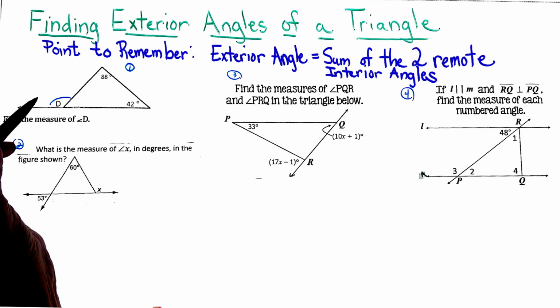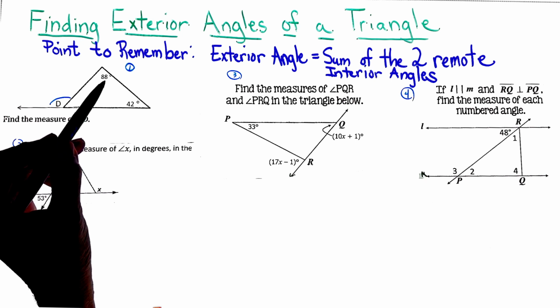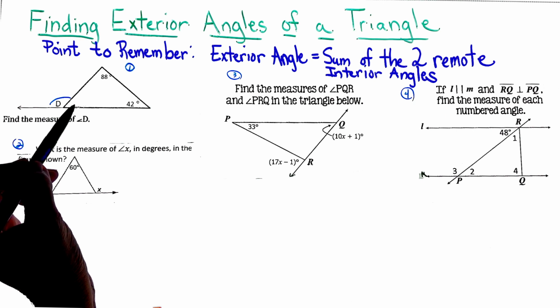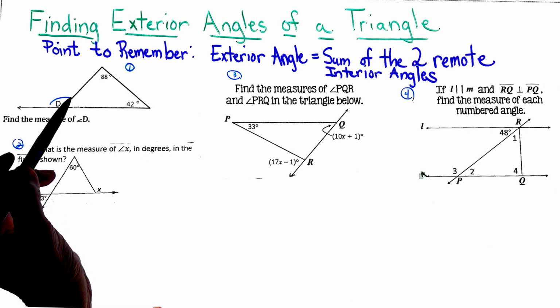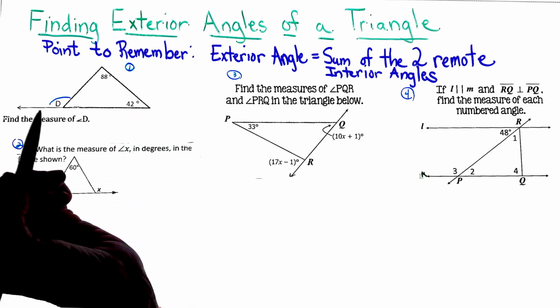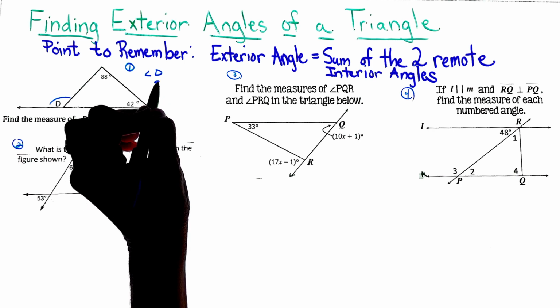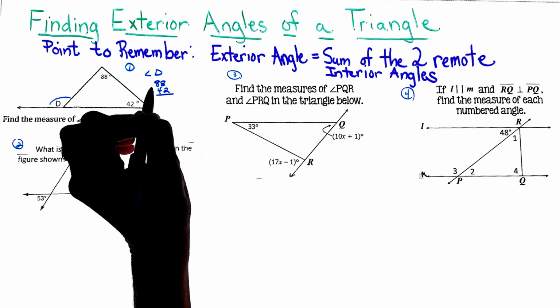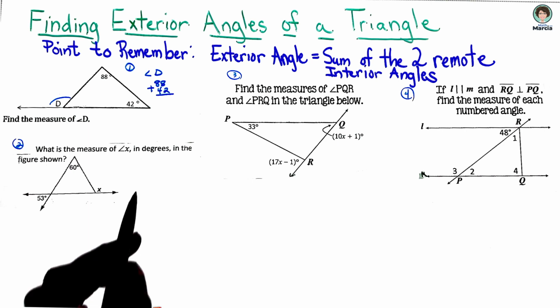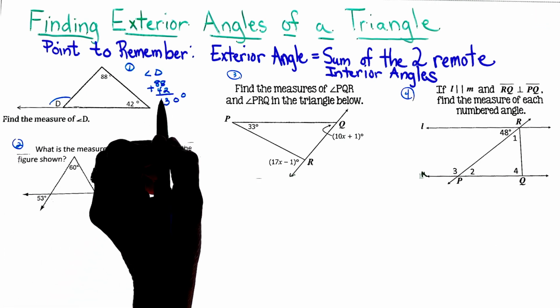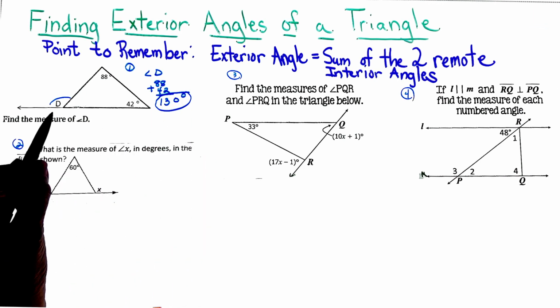It's actually made right here by your line, and it's outside of your triangle. So the easy way to remember is exterior means you're outside, and the remote interior just means that it's far away from that angle. You do not want to use the angle that is right adjacent to it. So as we're working the first problem, it's very easy. For angle D, we are going to add 88 plus our 42, the two remote interior angles. And when we do that, we get 130 degrees. So our measurement for angle D is equal to 130 degrees.